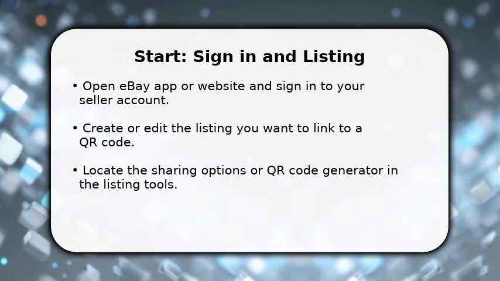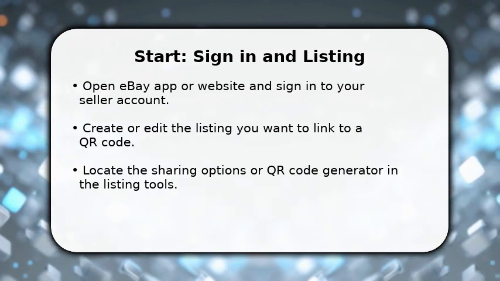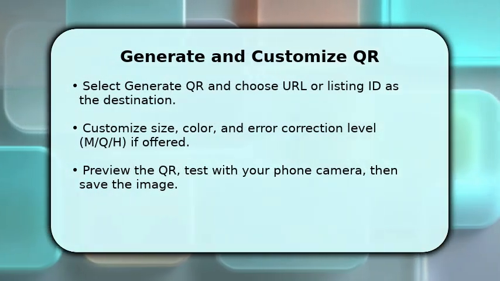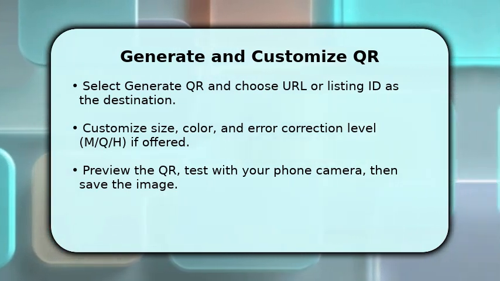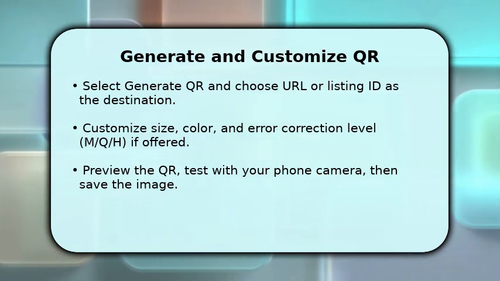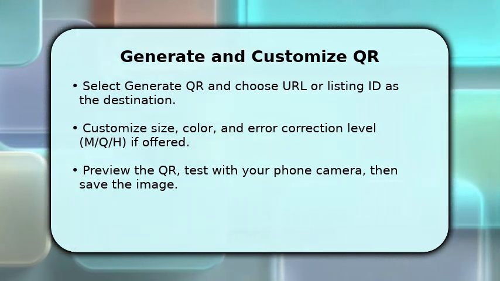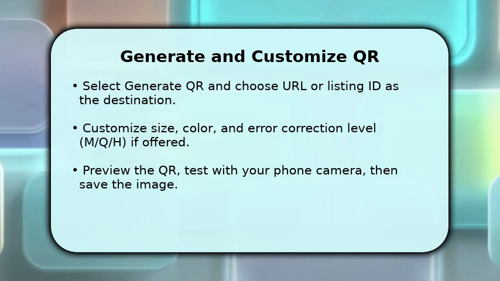You'll now generate and customize the QR code. Choose the listing URL as the destination. If available, pick Higher Error Correction, Q or H, for better scanning after printing. Customize color and size. Use dark foreground and light background for contrast. Preview and test the code with your phone camera and a second device to confirm it opens the exact listing. Once confirmed, save the image in PNG form.